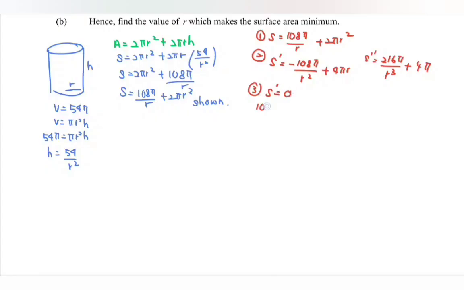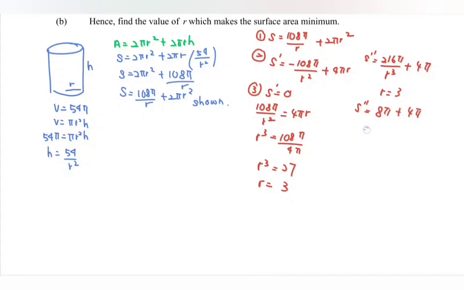Third step, set S prime equal to 0. So in here we have 108π over r² equals 4πr. So r³ equals 108π over 4π. So r³ will be equal to 27. So r is equal to 3. So let's test the situation. If r is equal to 3, the S double prime will be equal to 8π plus 4π. So in here we have 12π, which is greater than 0, and we can consider it a minimum value when r is equal to 3.